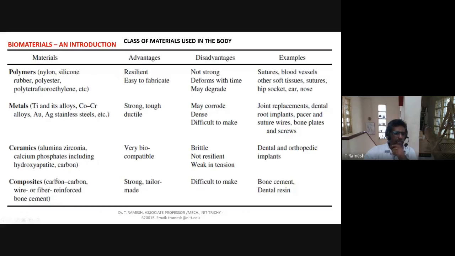Then composites, in the case of carbon-carbon, wire or fiber, reinforced bone cement. When you see the advantages, the composites are very strong, and it is possible to prepare the composites as per the requirement of the human, like a tailor-made material. But the limitation is that they are difficult to make, and examples are bone cement, dental resin, etc.